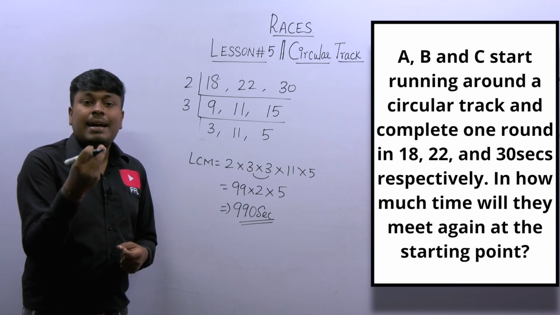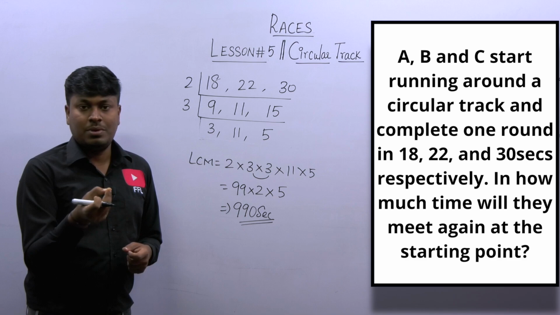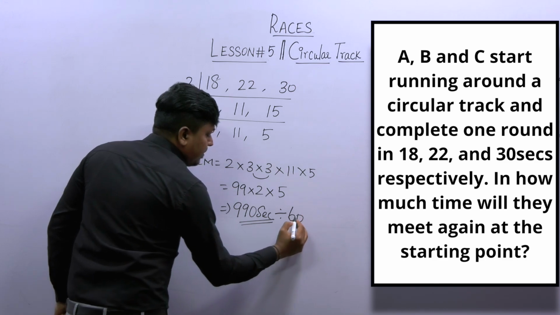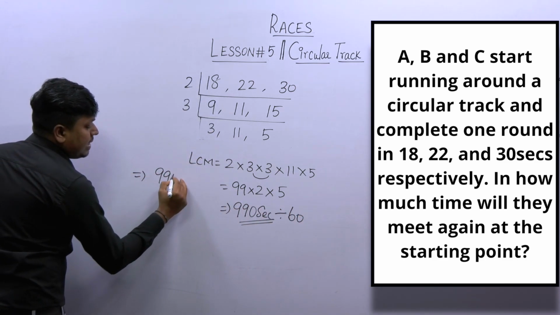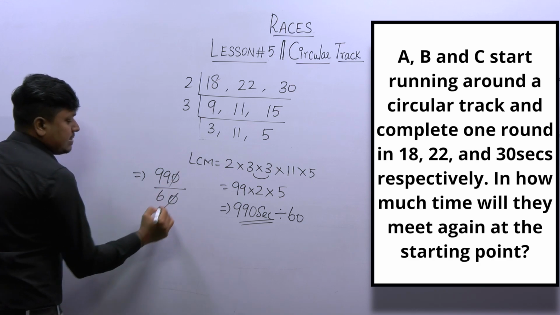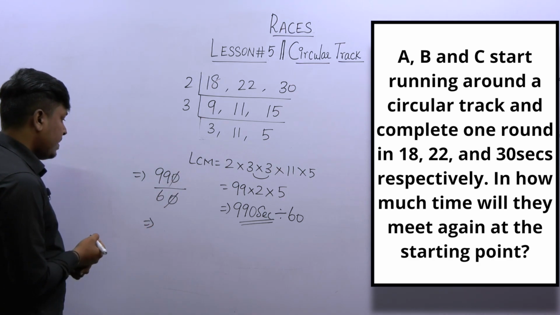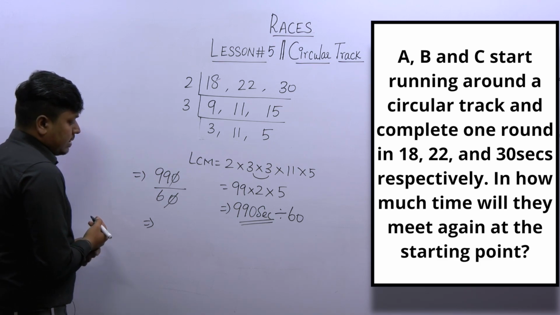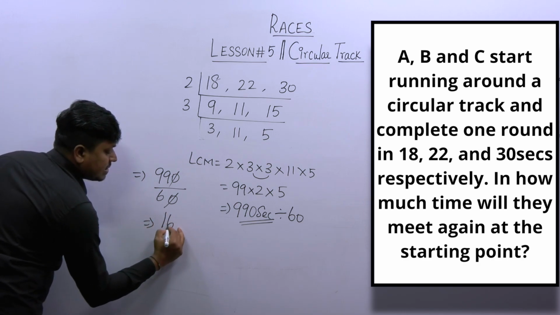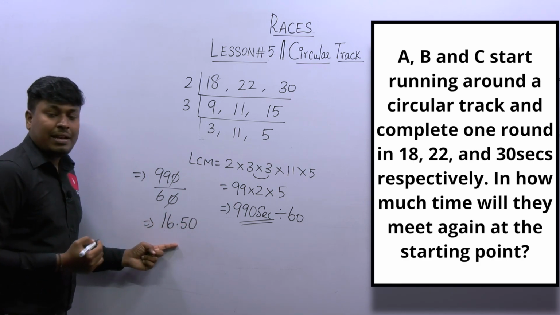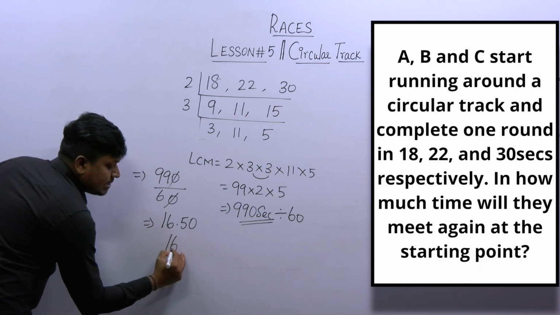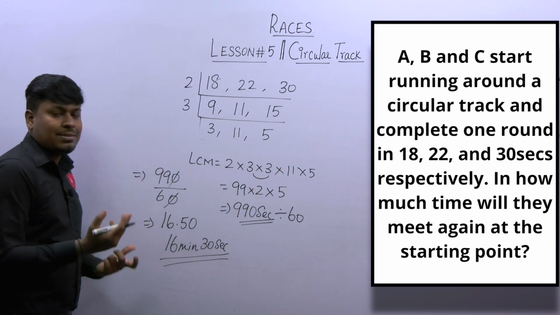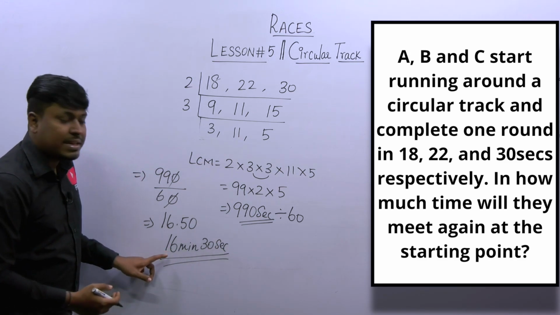In case they ask the answer in terms of minutes, what you have to do is convert seconds to minutes. How will you convert seconds to minutes? Just divide by 60. If you divide 990 by 60, we can cancel 0 and 0. So we will get an answer of 16.5. So we can say 16 minutes 30 seconds. In case they ask the value in terms of minutes, you can say 16 minutes 30 seconds.